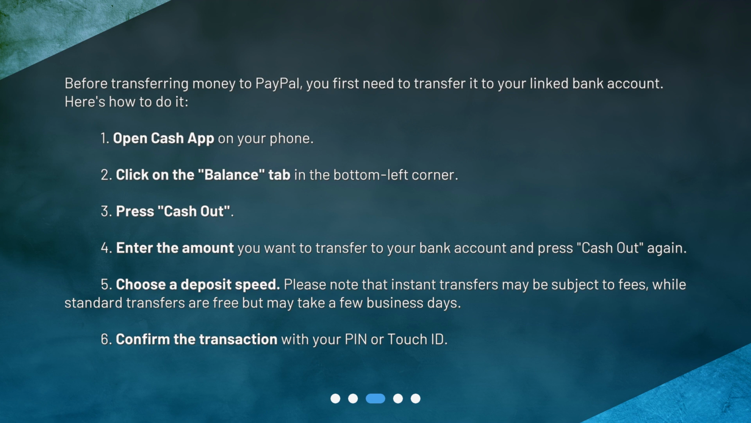4. Enter the amount you want to transfer to your bank account and press Cash Out again. 5. Choose a deposit speed. Please note that instant transfers may be subject to fees, while standard transfers are free but may take a few business days. 6. Confirm the transaction with your PIN or Touch ID.